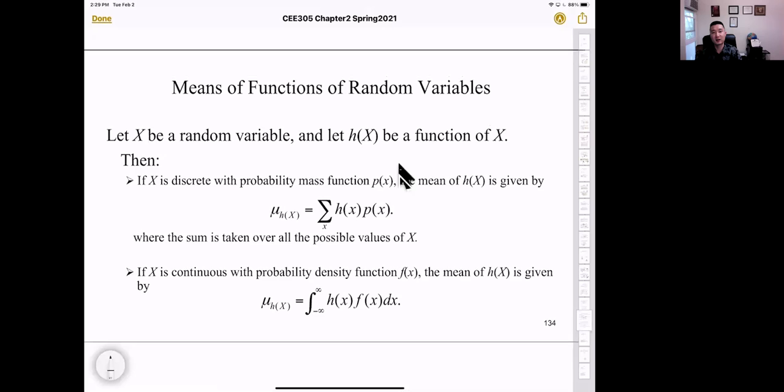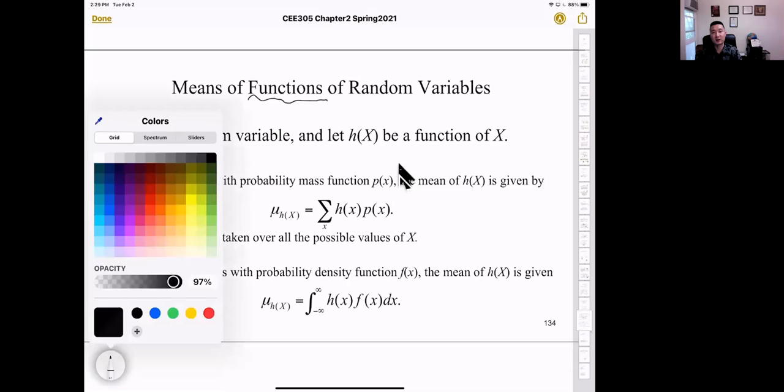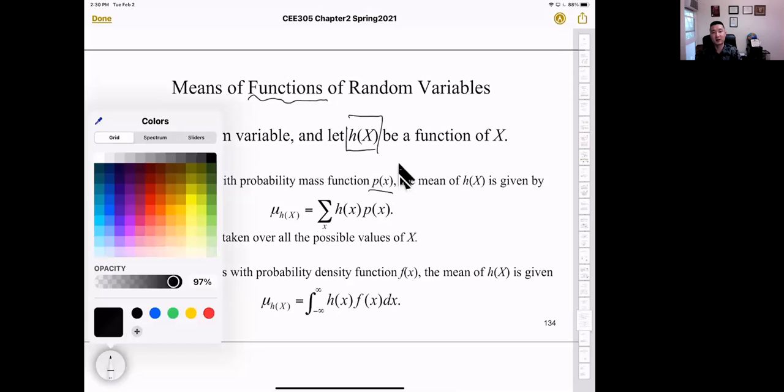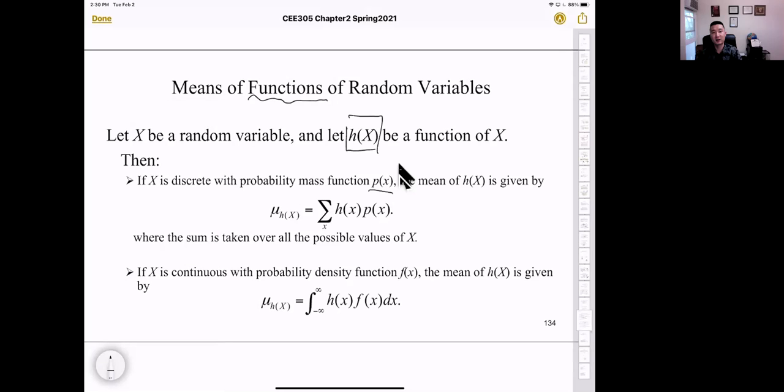Here is the mean of a function of random variables. If X is a random variable, and the function is h(x), and X is a discrete variable with PMF of p(x), then the mean value of the function of X is given by this equation.